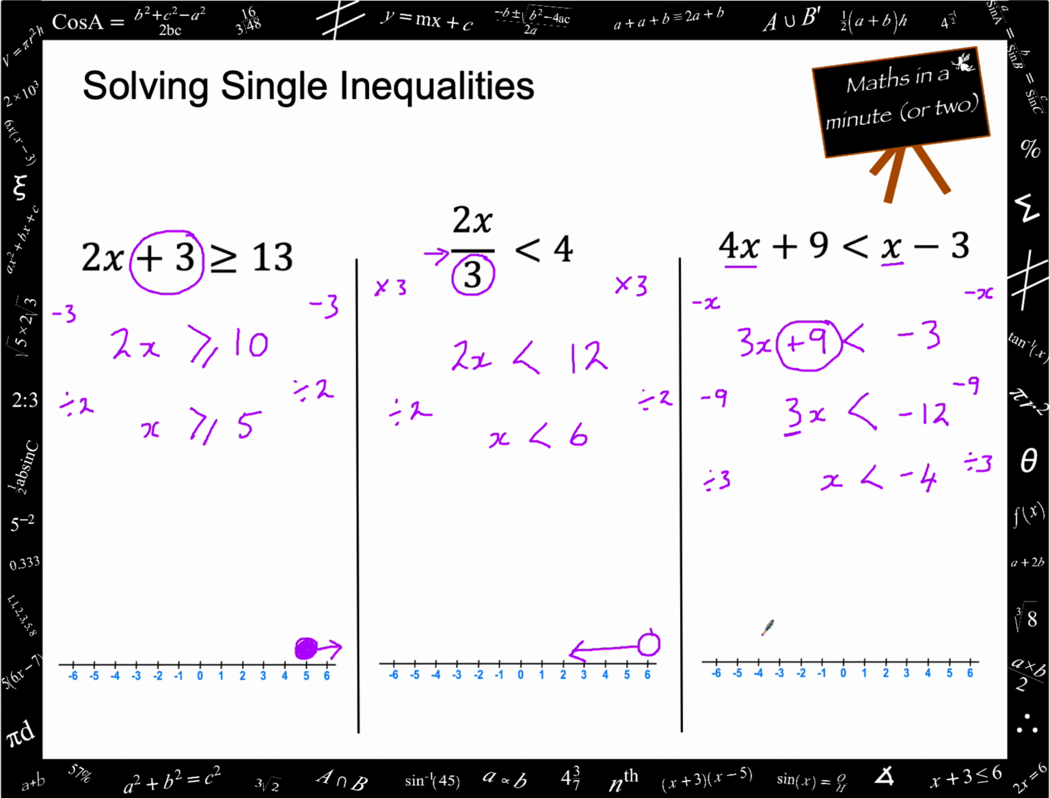So I'm putting my circle above the negative 4, and numbers which are less than negative 4 are the solutions. It's an empty circle because it doesn't include the negative 4, and it's less than, so the arrow is going to the left.